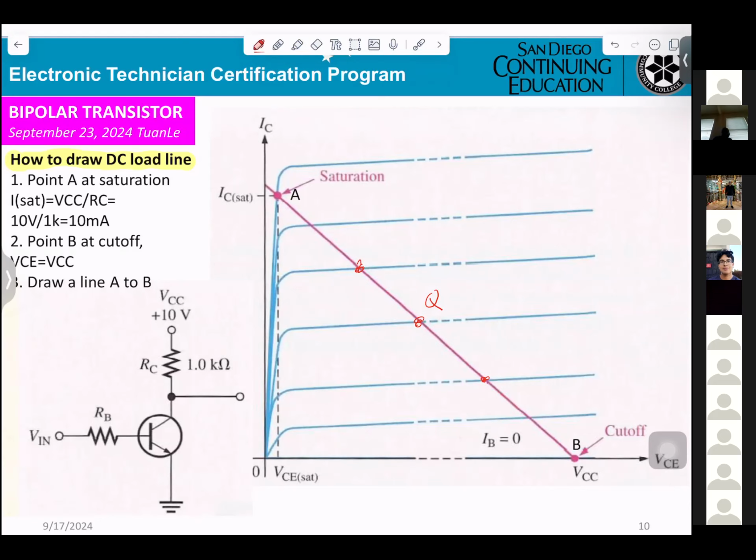So you learn that when you want to draw the line, you need two points. First thing, you need to identify point A, then you will get point B. You draw the line from A to B. That's what they call the load line.